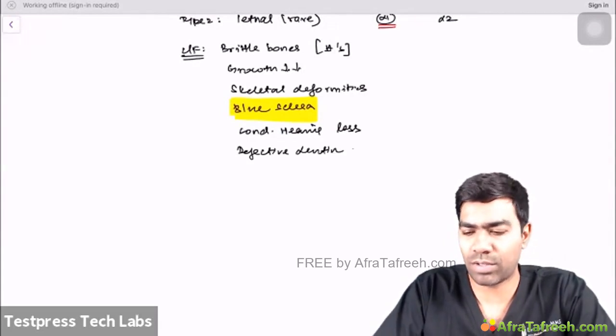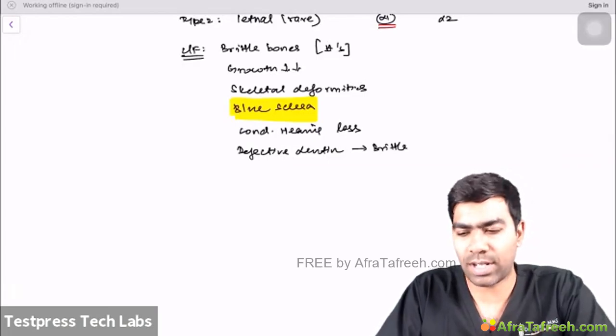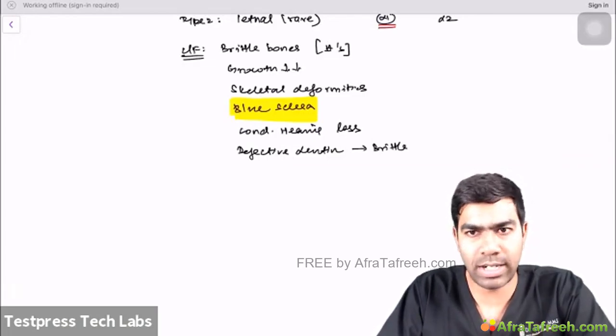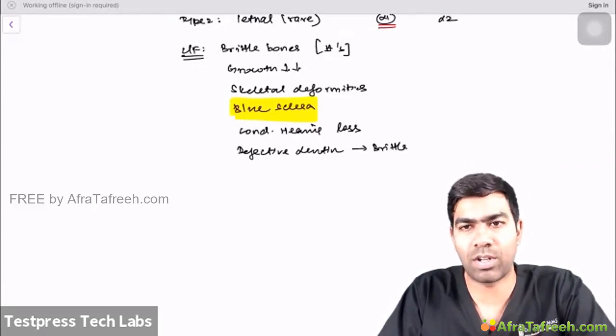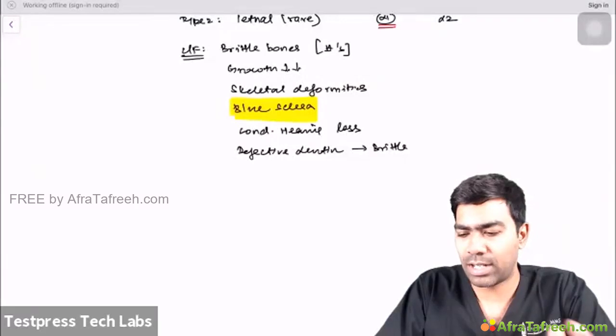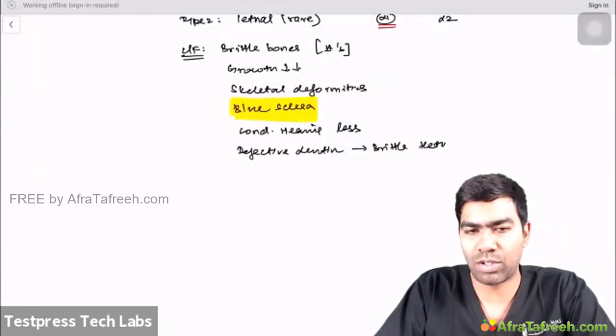And the patients may have defective dentition also. Defective dentin, because of which they can have brittle teeth as well. Which means that within a few years, the patient might lose all their teeth and become dependent on external dentures. So brittle teeth is also a feature.